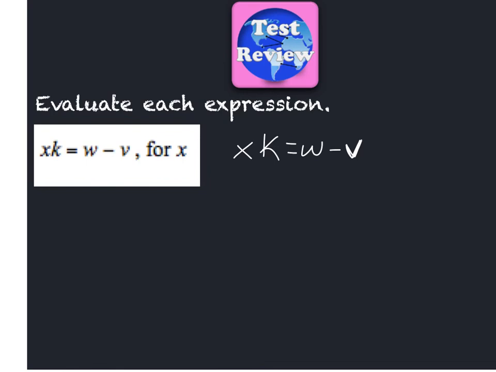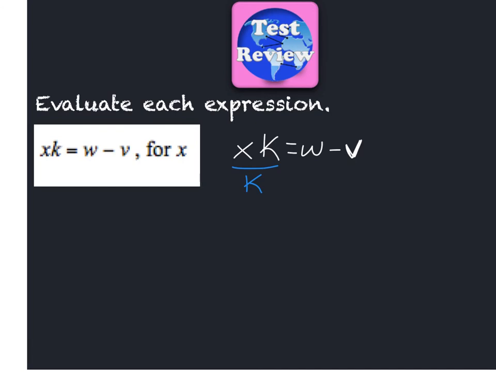So if we're trying to get x by itself, it means we want to get rid of k. And it's x times k, so the opposite of multiplication would be division. We're going to want to divide by k. Why? Because even though we don't know what k is, we know that any number, or even a variable, divided by itself is going to be 1. And that's a property that's true for any number, even variables. Variables stand for an unknown number.